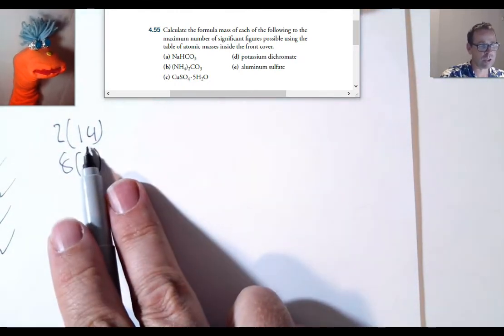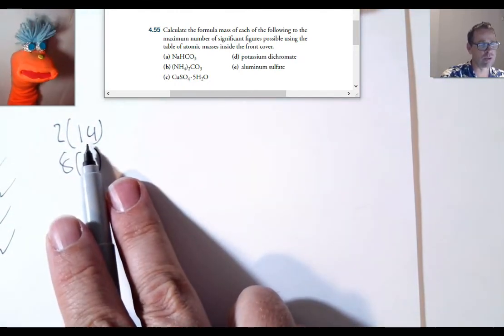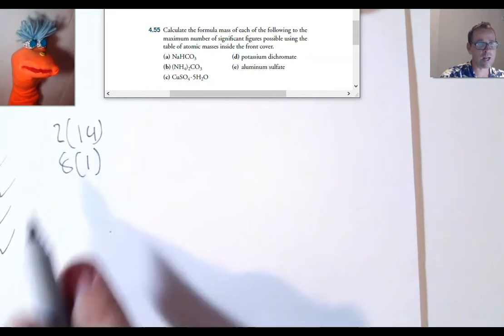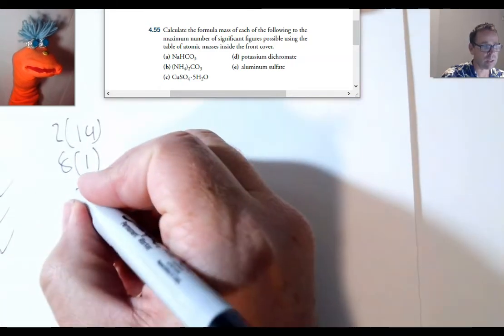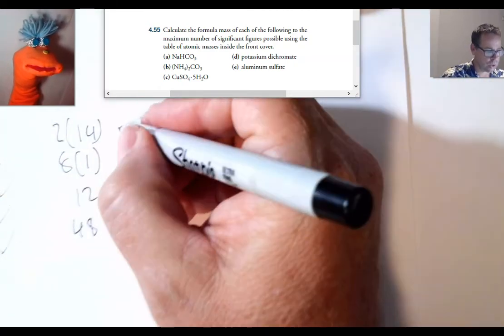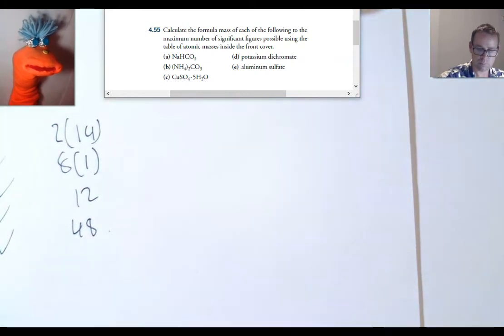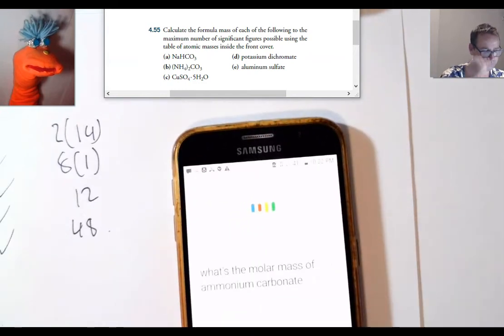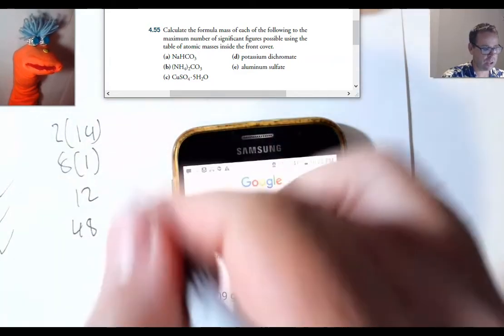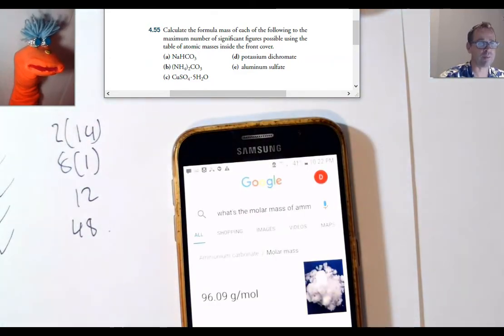You know where I got the 14? That's the mass of a nitrogen on the periodic table. That's right. So 2 of those. So we're adding up all of our values here, right? 12 and then our 48 again. Very good. So what's the molar mass of ammonium carbonate? The molar mass of ammonium carbonate is 96.09 grams per mole. So that should add up to 96.09.